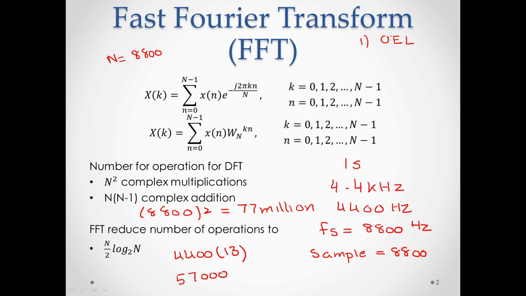Now, for your open-ended lab, what I marked is that you should take a sample for around 5 seconds. As you have already seen, for just 1 second, when we are performing DFT, we have to perform 77 million computations. And for FFT, we just need to perform 57,000 computations. So for a 5-second sample, this time reduction would be increased by 5 times. So for your open-ended lab, try to use fast Fourier transform rather than discrete Fourier transform.